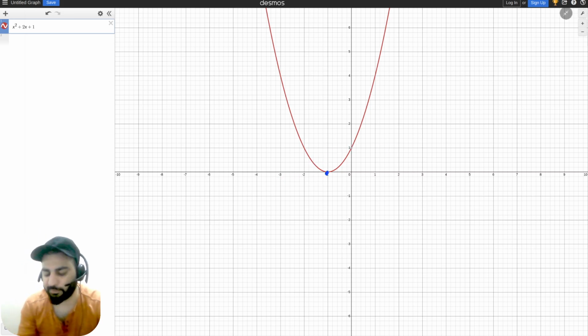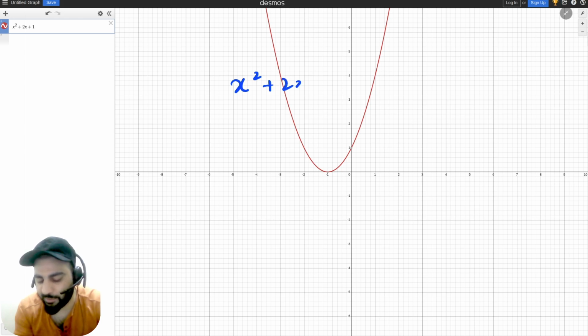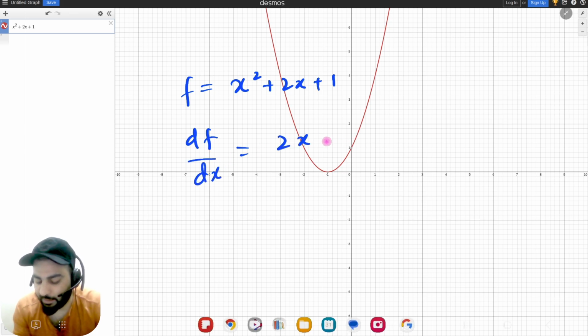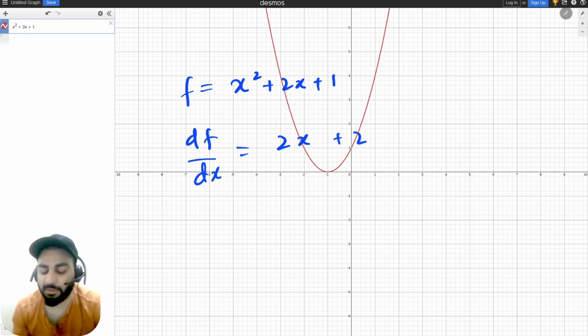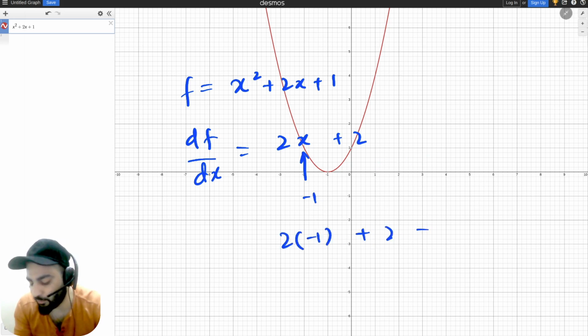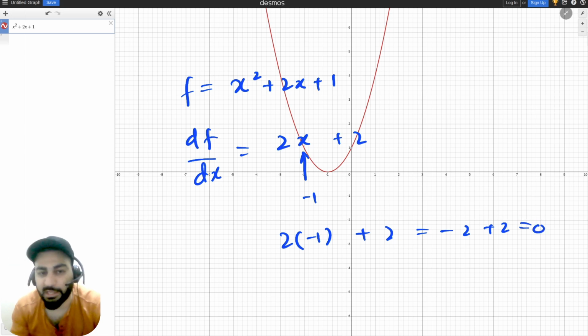So to confirm this, let's see. The equation is x square plus 2x plus 1. Let's see if mathematics agrees. So this is our function. Let's take df by dx. What will be df by dx? This will be 2x plus 2. So this is the first derivative. So where will the value be 0? If I put minus 1 over here, this equation will become 0. So 2 into minus 1 plus 2 is minus 2 plus 2, which is equal to 0. That's what the graph showed.